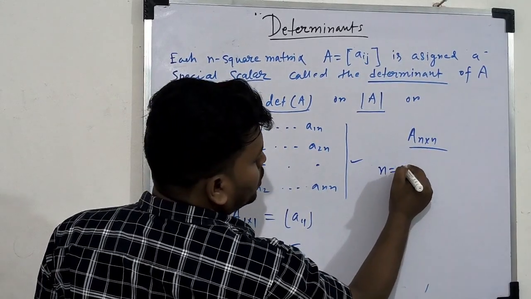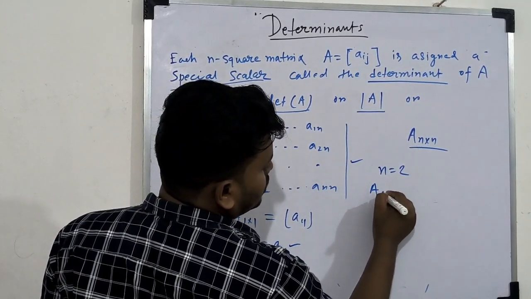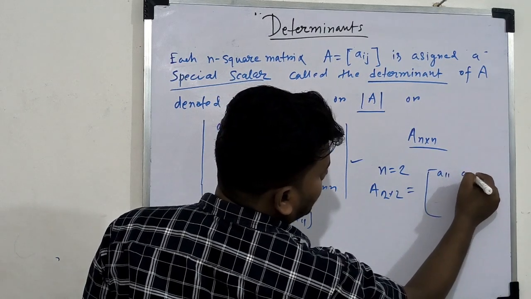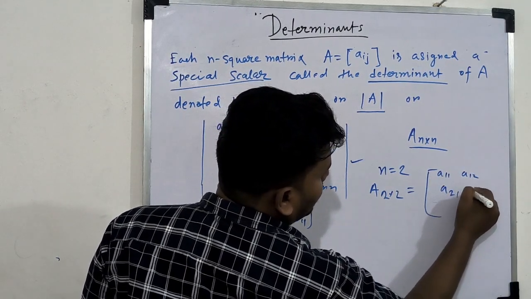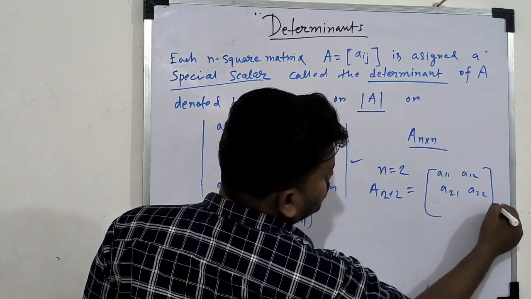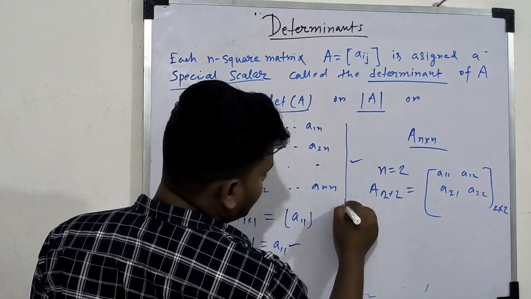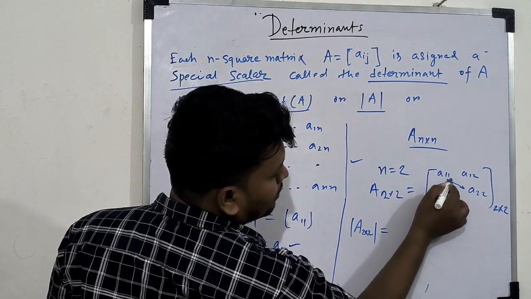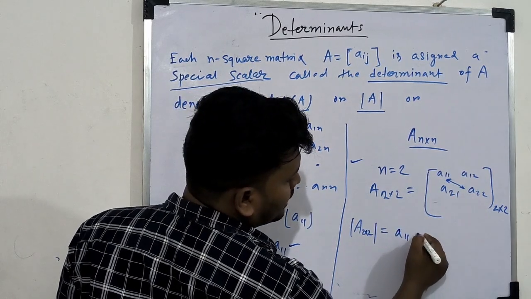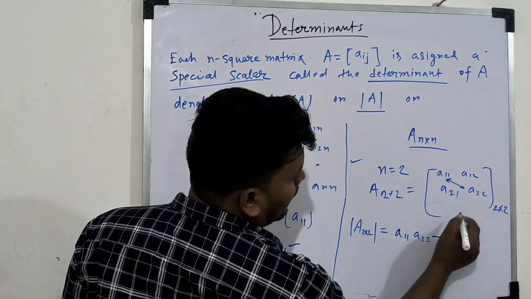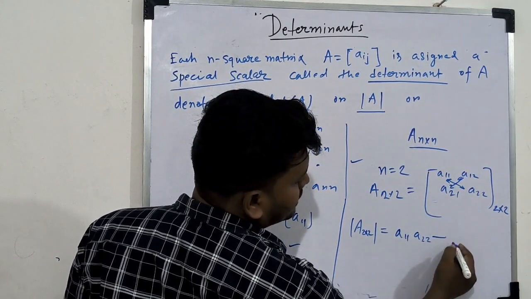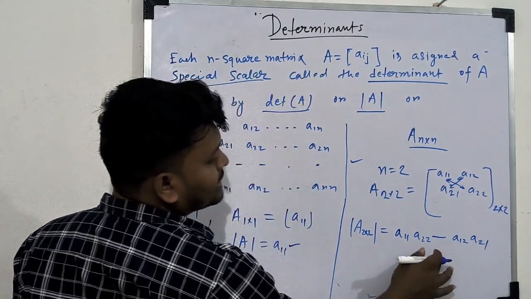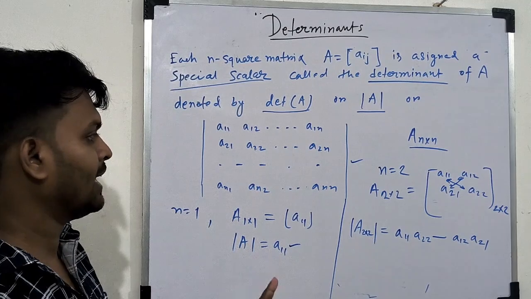Whenever n equal to 2, that is A becomes 2 cross 2, that can be written as A11, A12, A21, A22. So the determinant for this 2 cross 2 matrix can be computed by multiplying this diagonal, that is A11 into A22, minus multiplying this diagonal, that is A12 into A21. This is how the determinant is defined.